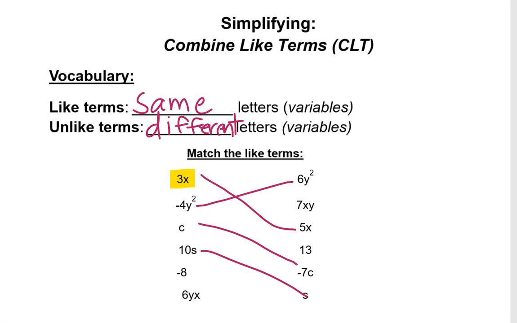Negative 8, well, that doesn't have a letter. There's no variables there. That's because negative 8 is a constant. So the like term is going to be another constant. So on the right side, I see that I have a constant of 13. So that's my matching like term. So the last one is 6yx. It must match with 7xy. Notice that the letters are in a different order. That does not matter as long as they have the same letters, the same variables. Both of them have x and y. So they are like terms.